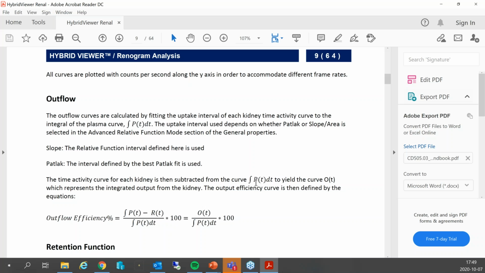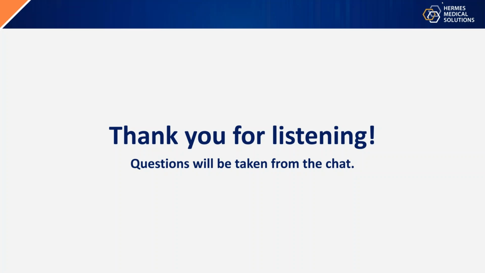Great, thank you. That's Johan showing there the hybrid viewer Renogram manual, which is a mine of wonderful information. So please refer to that if you want to in future for more equations. So we have another question.